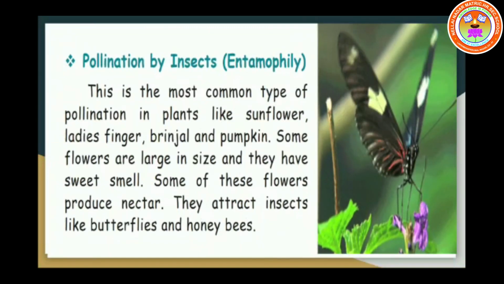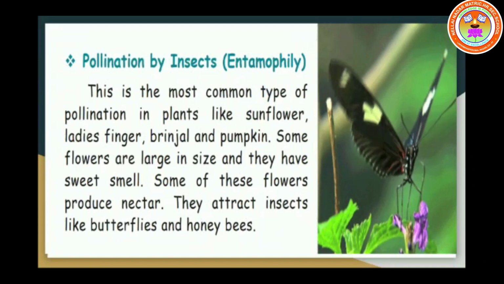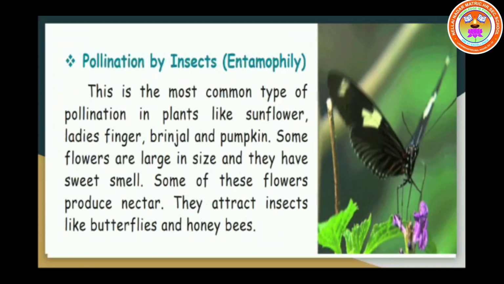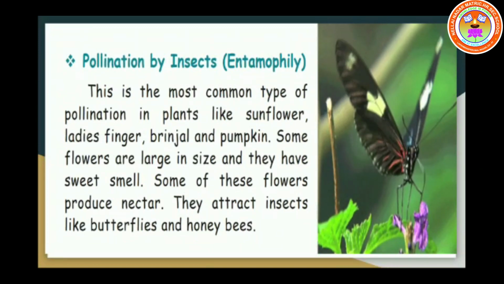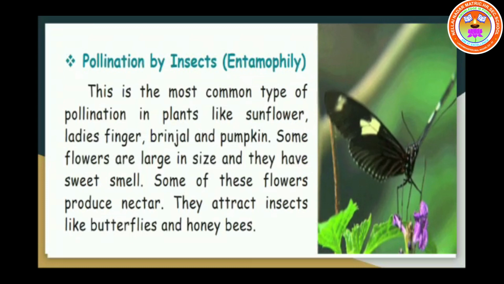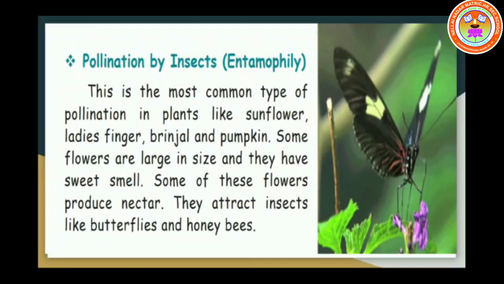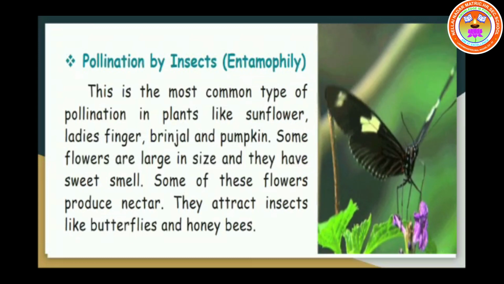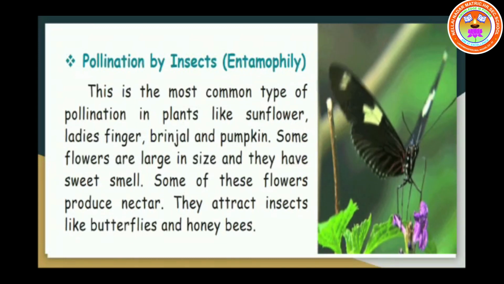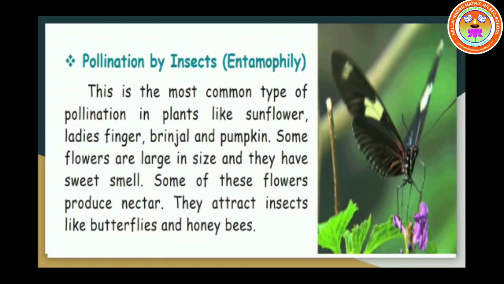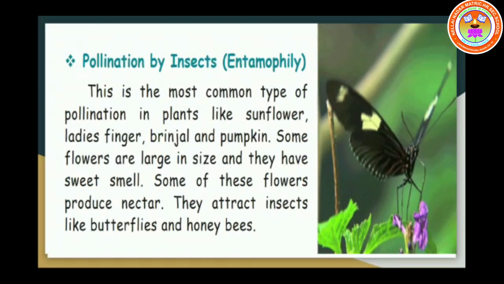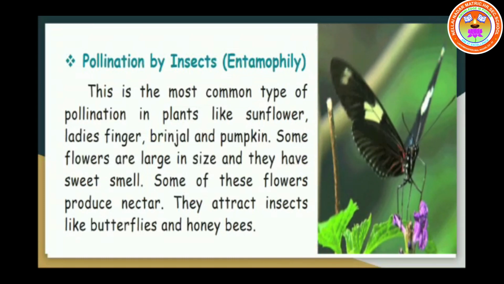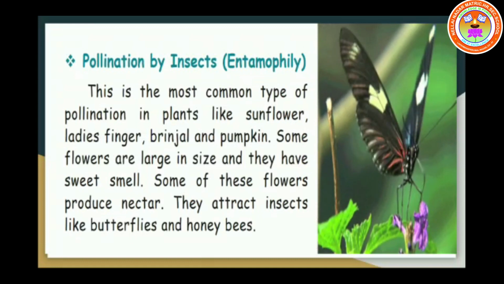Pollination by insects, that is Entomophily. This is the most common type of pollination in plants like sunflower, lady's finger, brinjal, and pumpkin. Some flowers are large in size and they have sweet smell. Some of these flowers produce nectar. They attract insects like butterflies and honeybees.